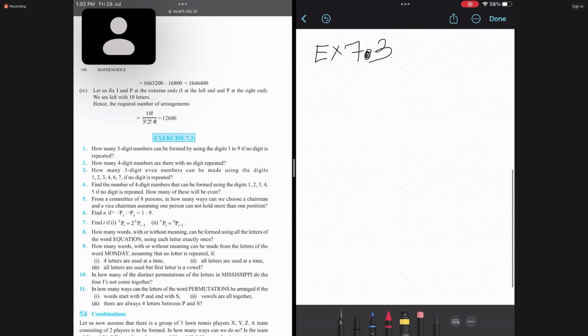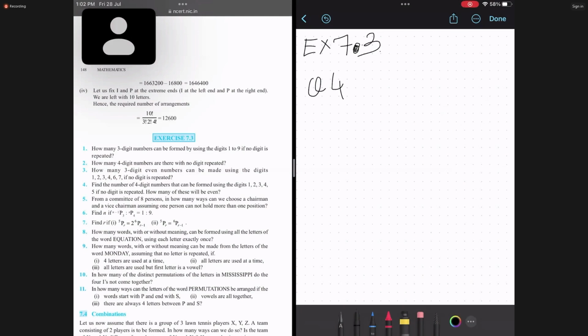Question number 4. Find the number of 4-digit numbers that can be formed using the digits 1, 2, 3, 4, and 5. If no digit is repeated, how many of these will be even? Correct. So this question can be divided up into 2 parts. The first part asks us how many 4-digit numbers are possible. Straight up, we have to permute 4 digits out of the 5 digits that have been given to us, and we will arrive at our answer.